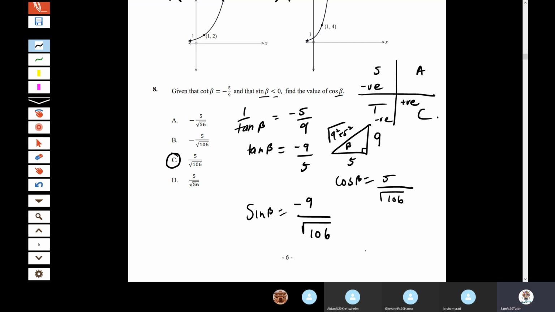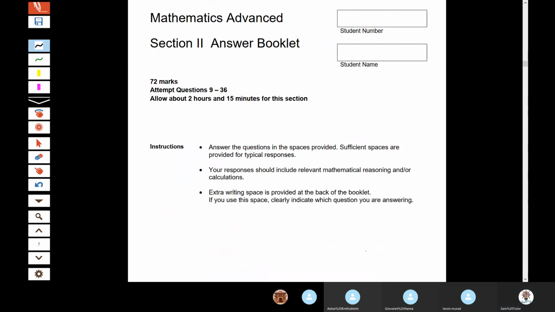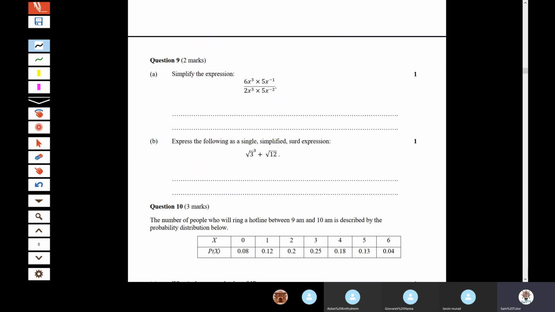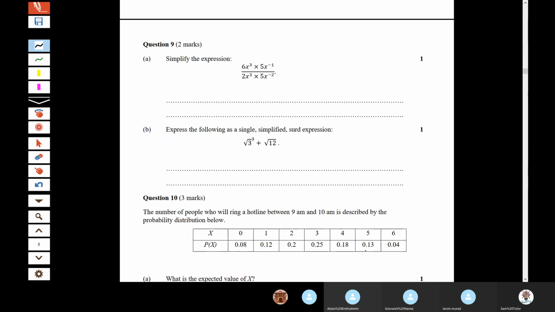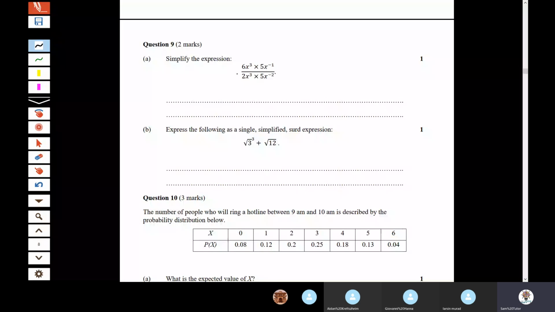Any questions there? All right. Very good. Let's do the next ones. Question 9a and b, real quick. You guys end up with 6x cubed times 5x to the power of -1 over 2x cubed times 5x to the power of -2. Then try to do this further one as well.